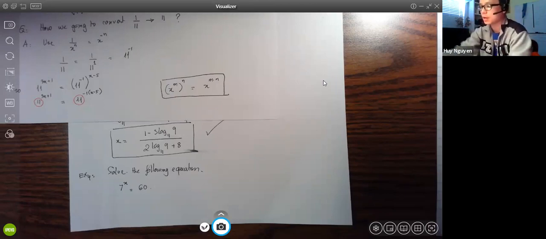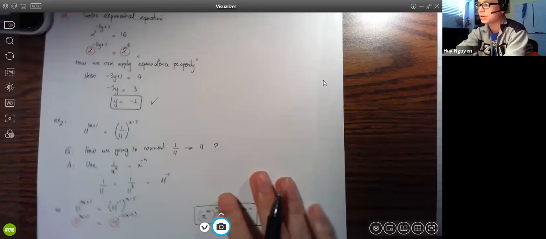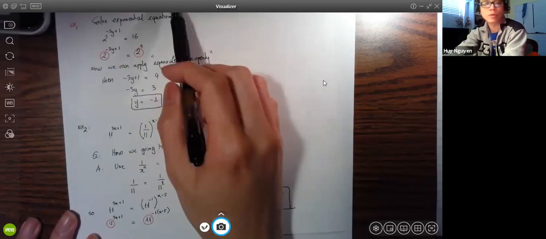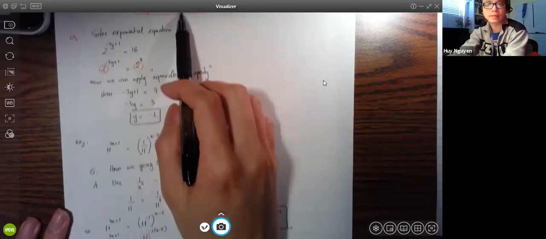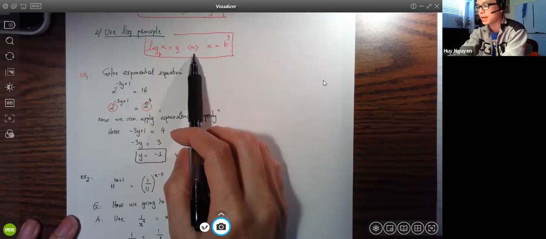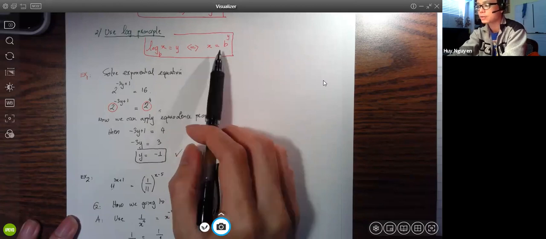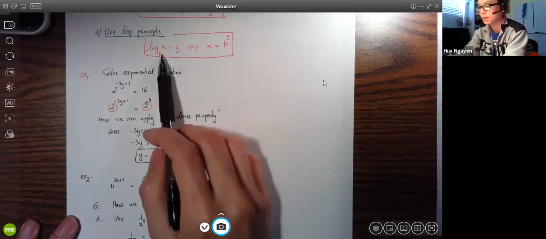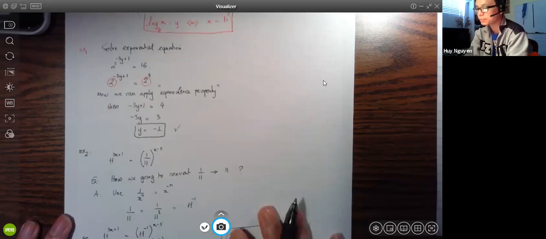You see that when the log principle here, it goes both ways. This is the equivalence sign, right? It means that I can rewrite the left to the right, or I can rewrite the right to the left hand side.